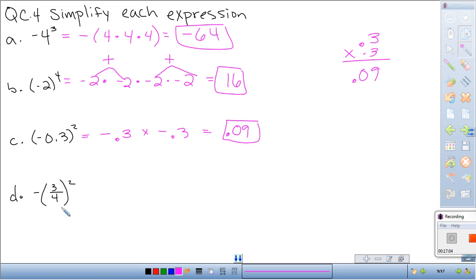Last one, the negative now is on the outside of the parentheses. So although we have parentheses, we really don't need them. This is still read as the opposite of 3/4 squared. So it's the opposite of 3/4 times 3/4. And so we keep the negative. Our answer is going to be negative. 3 times 3 is 9. 4 times 4 is 16. So negative 9/16.